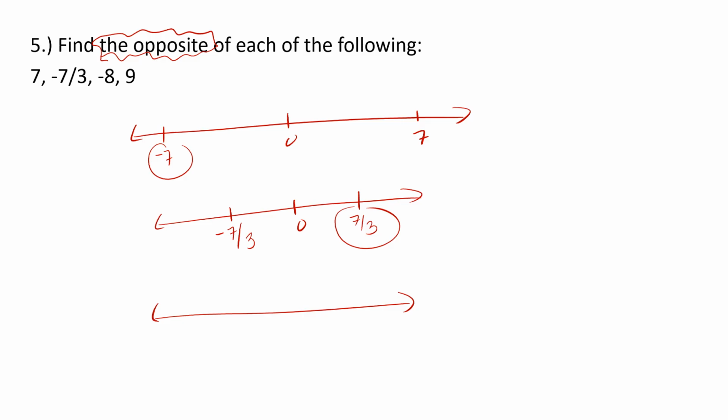We have the -8. So same distance away on the other side would be 8. And last but not least, we have a 9. And so the opposite would be the same distance away, but on the other side. So the opposites here would be -7, 7/3, 8, and -9. You did not have to do a number line to do that, but it certainly doesn't hurt to look at a number line to help, again, create that mental model and visual model of how these numbers are related to each other.